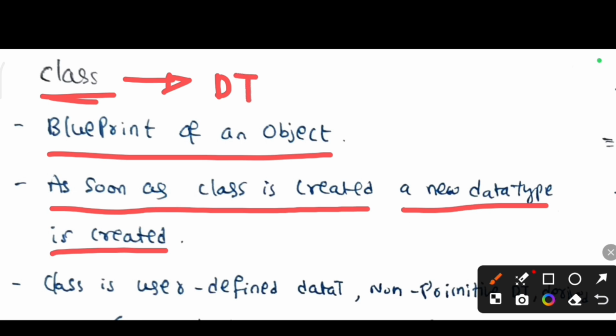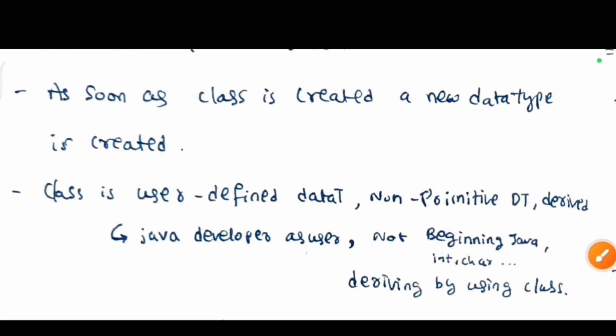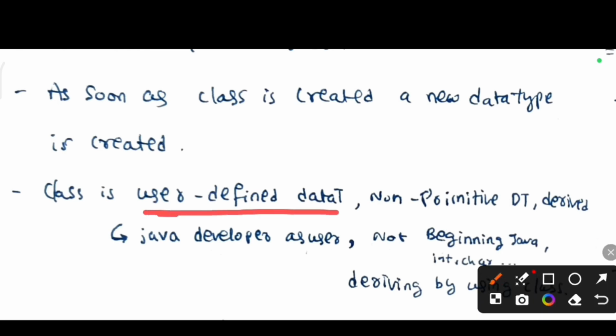When we are creating the class, a new data type is created. Class is a user defined data type. We are the Java users, right? We are going to define the class, so that's why it is called a user defined data type. I think you have an idea about data types, like int, char, float, double, etc. These are the data types we have used till now.